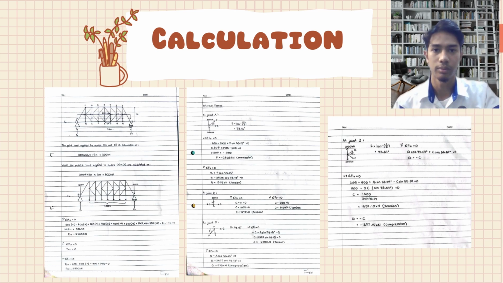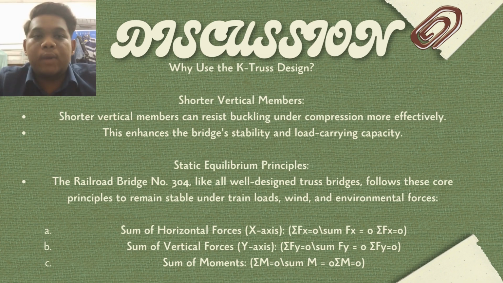Thank you. Next, for the discussion, why we use the K-truss design. We use the K-truss design because the shorter vertical members can resist buckling under compression more effectively. This enhances the bridge stability and load carrying capacity.